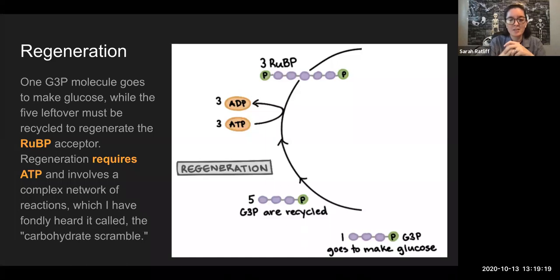Lots of numbers, lots of letters. It's really confusing. All of these carbons shuffle around. Things are leaving, things are attaching, things are shuffling. So often I've heard it called the carbohydrate scramble. So we're trying to make a carbohydrate, our glucose, and in order to do that, we've got to scramble some stuff around, all these carbons messing around in this Calvin cycle. I think it's kind of cute. But this cycle is crazy. Lots of letters, again, lots of numbers.